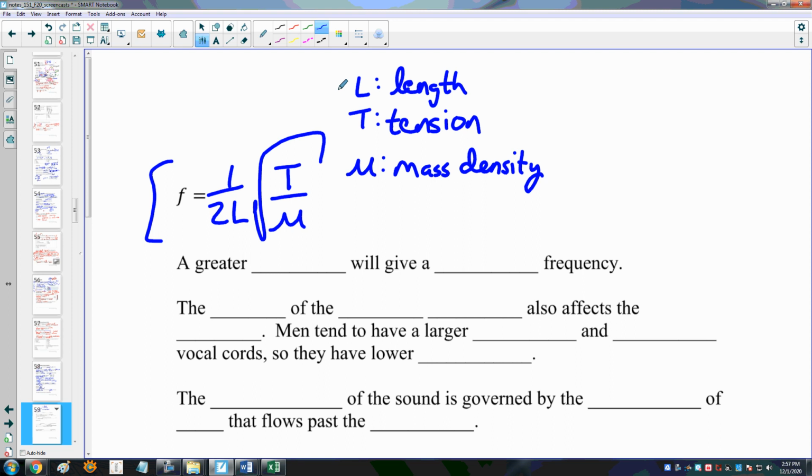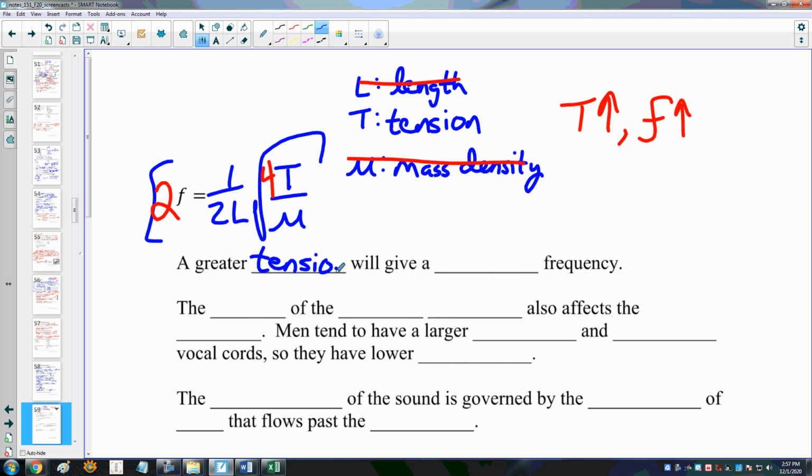For us, for human beings, this is a constant and that's also a constant. So really all that we can change is the tension, and if the tension goes up, that means that the frequency is going to go up as well. Not as much, mind you. So for example, if I increase this by a factor of 4, the frequency only increases by a factor of 2 because it's not a linear relationship. But a greater tension will give you a higher frequency.